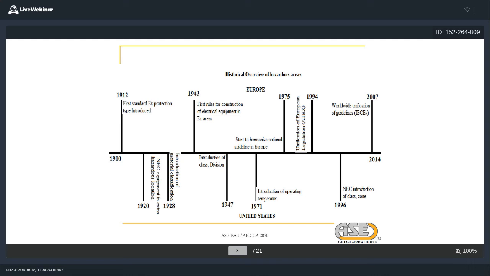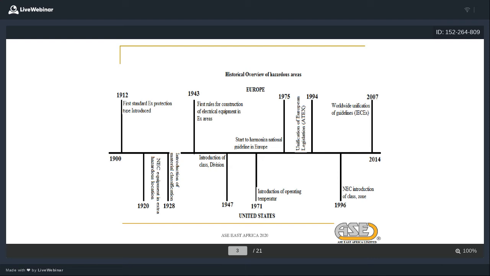But the holes of the mesh were so fine as not to allow the flame to propagate through them and ignite. They could not ignite that firedamp. But the science of explosion protection from 1900 up to 2014 increased so much because of the technology happening in the world. Let's see this overview in Europe and United States.